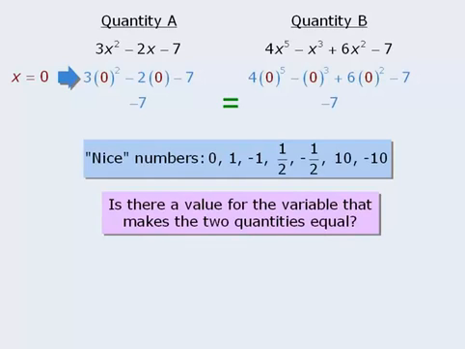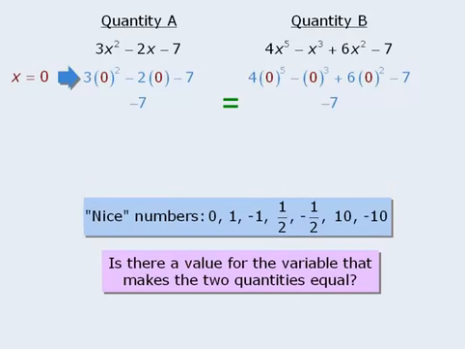At this point, it must be the case that either the two quantities are always equal for every value of x, or the two quantities are not always equal. So if we choose some other number at random and plug it in, and the two quantities are still equal, then there's a good chance that the two quantities will be equal for all values of x, which means the answer will be C. Conversely, if we plug in another number, and the two quantities are not equal, then the answer must be D. So what number should we plug in next?